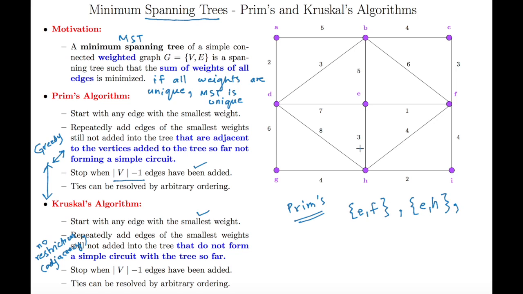Then we can choose HI because HI is the minimum weight possible here. Then we can choose CF. Now, do we have any other option here? We do not have any other option here, so we can choose CF.